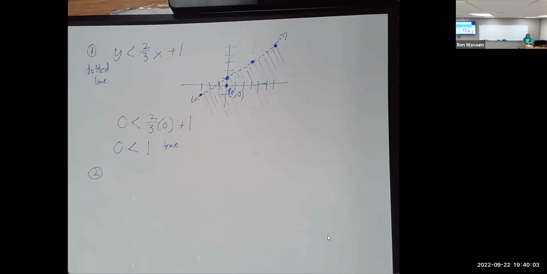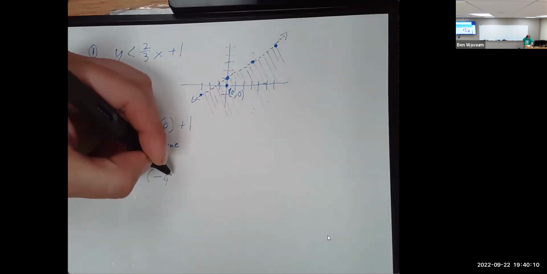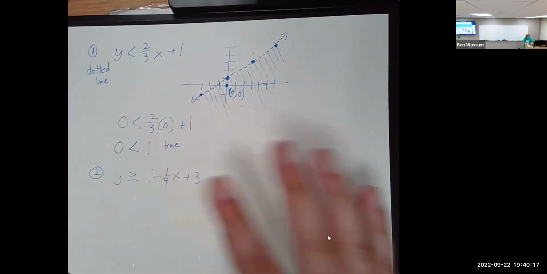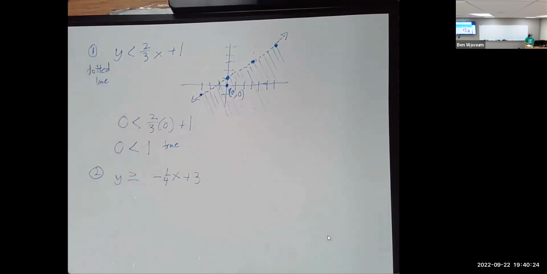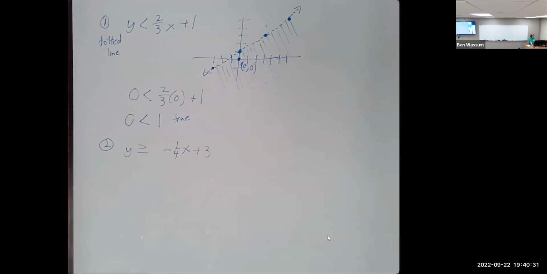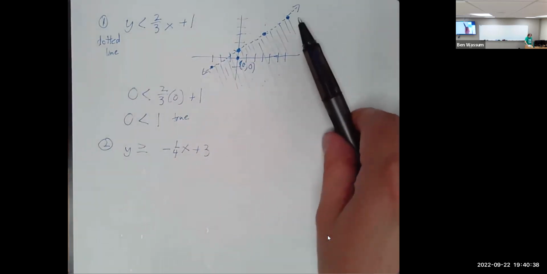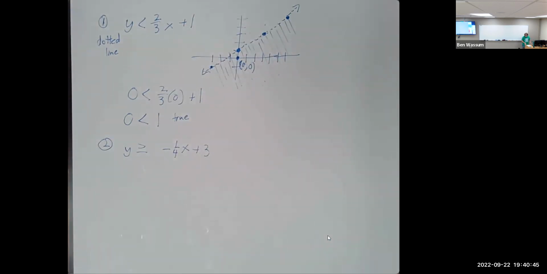Okay, the next one is going to be y is greater than or equal to -1/4 x plus 3. Now, one thing you might notice is that if we have this set up nicely, this less than can sometimes be seen as below. I believe this greater than is going to end up shading above. I could be wrong. It's not like a clear-cut rule, but you might be able to notice a pattern here. So let's see what happens.